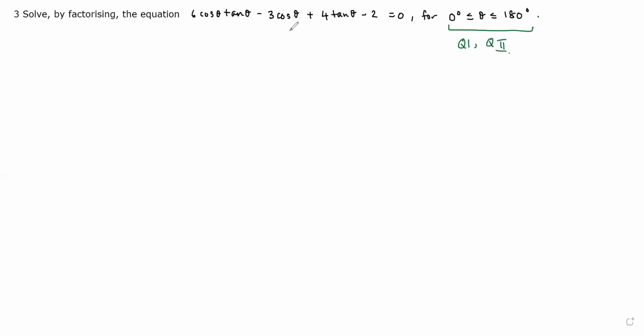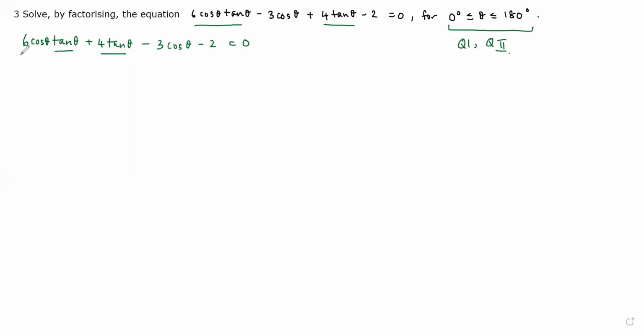There are 4 terms to this equation. When we are asked to solve by factorizing, when we see 4 terms, try to factor by grouping. You have 4 tangent theta and 6 cos theta tangent theta. From these two, we can factor 2 tangent theta. So we may as well rearrange this and write these 2 terms together. We have 6 cos theta tangent theta plus 4 tangent theta minus 3 cos theta minus 2 equals 0.